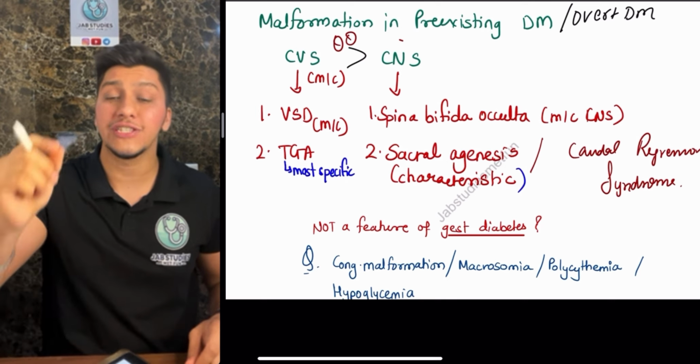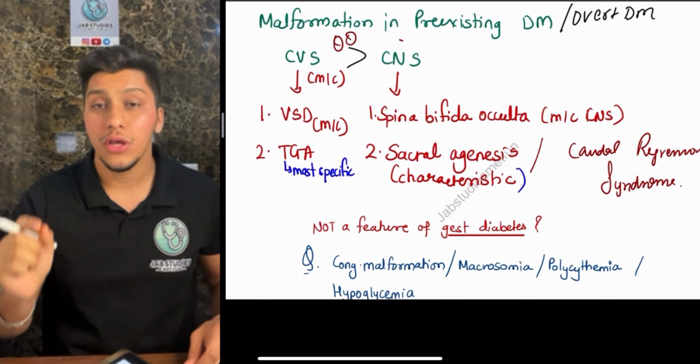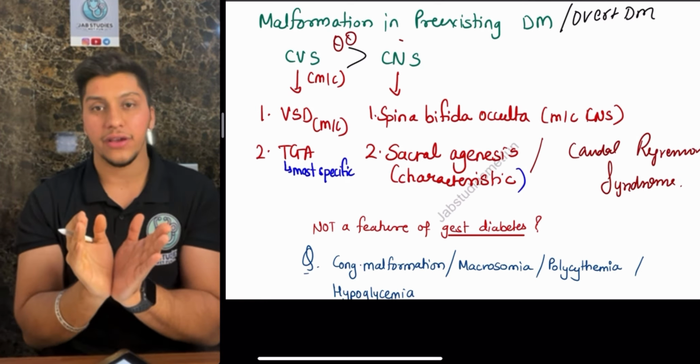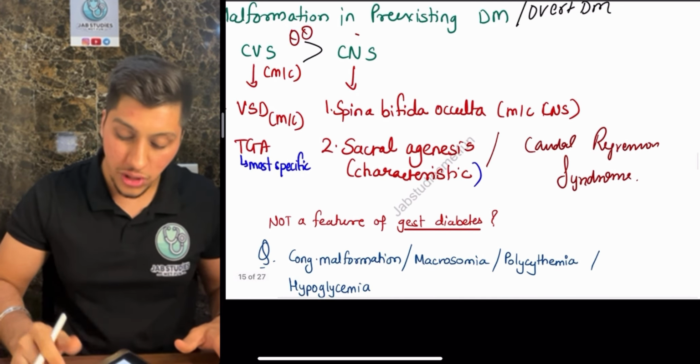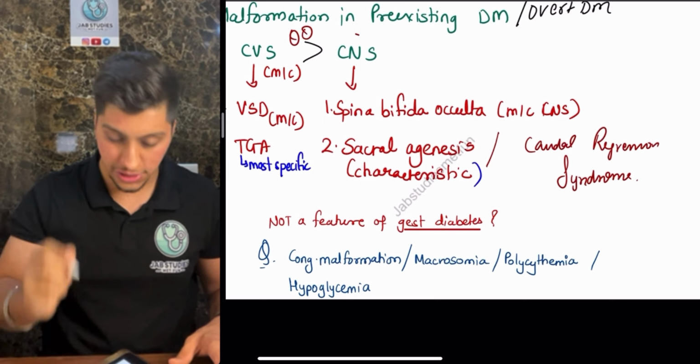If they ask you with respect to the CNS of a diabetic baby, which is the most specific malformation, the most specific is going to be sacral agenesis, where the tail is going to be like this, because it is known as caudal regression syndrome. It is known as caudal regression syndrome.